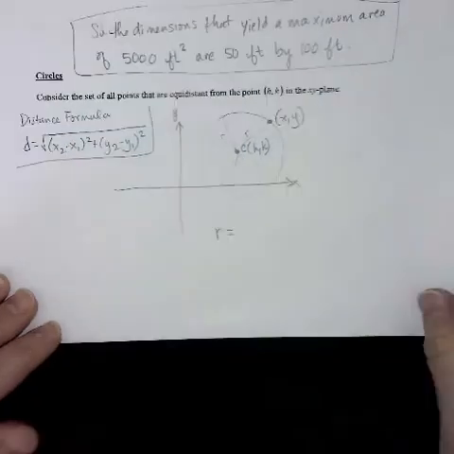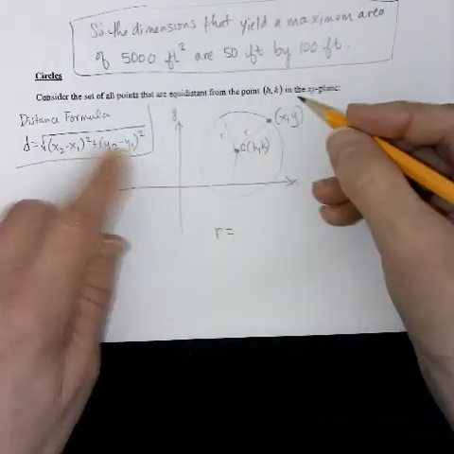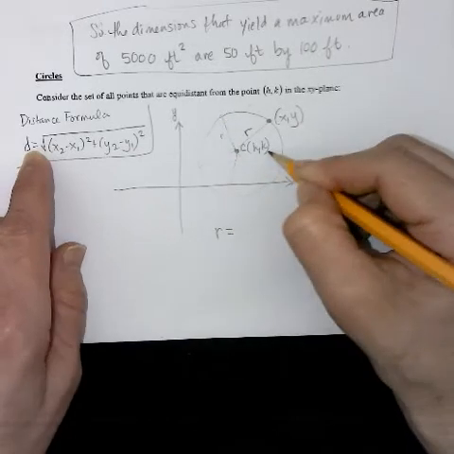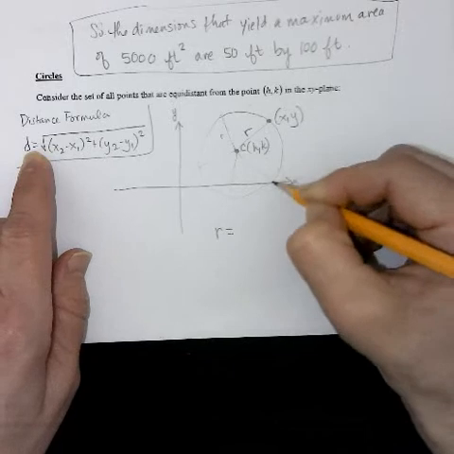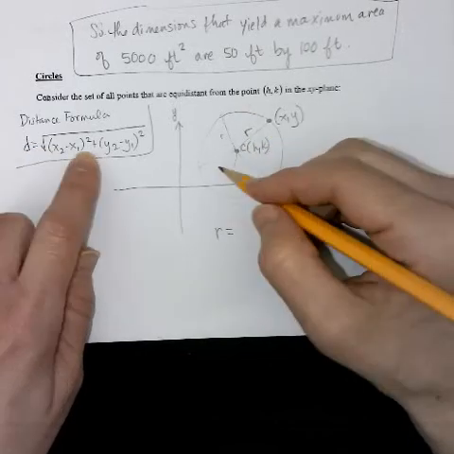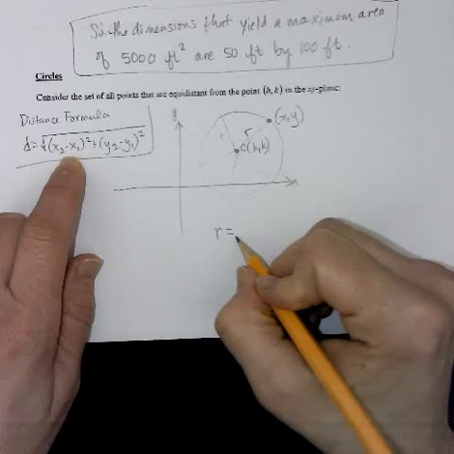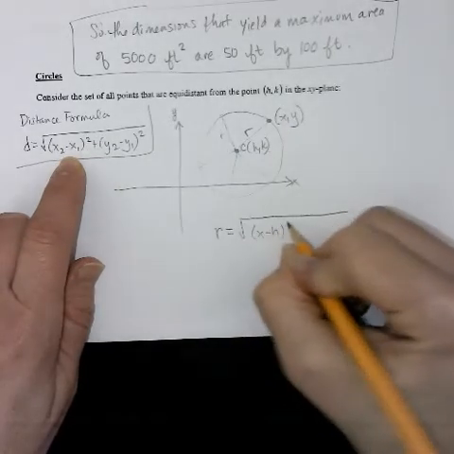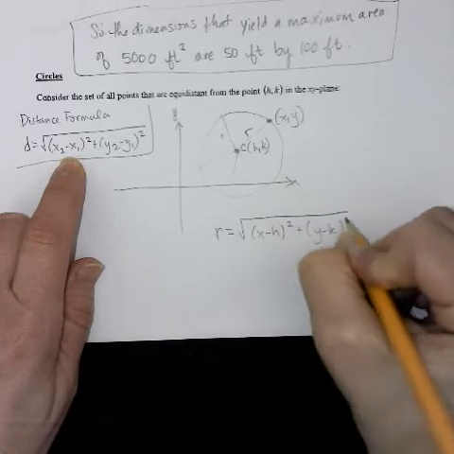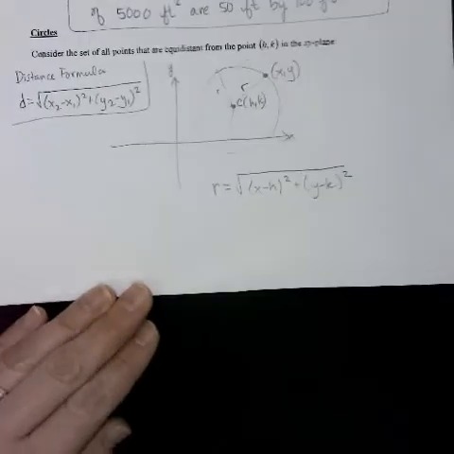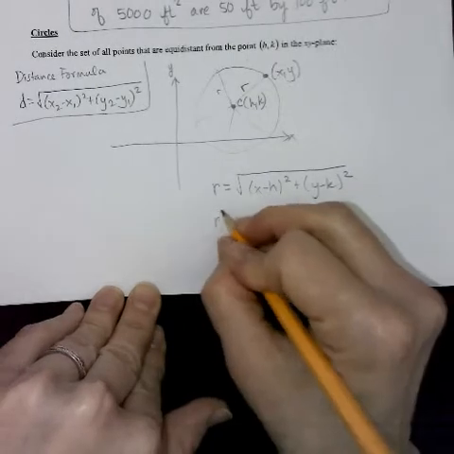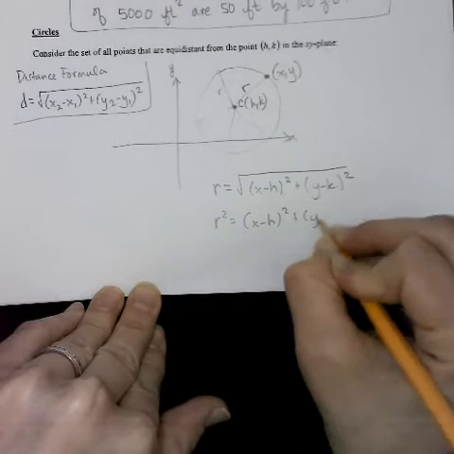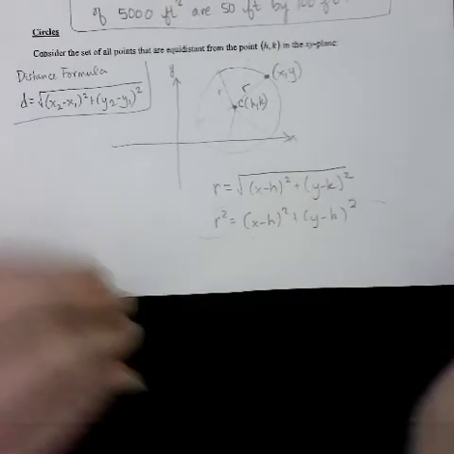Well, if we use this formula for the radius, because that's the distance between any of these points, (h, k) is fixed, x and y are the variables. They can be anything, and this should reduce to the distance, r. So r equals the square root of (x minus h) squared plus (y minus k) squared. Well, if you square both sides, r squared is (x minus h) squared plus (y minus k) squared. This is what we call the standard equation of a circle.